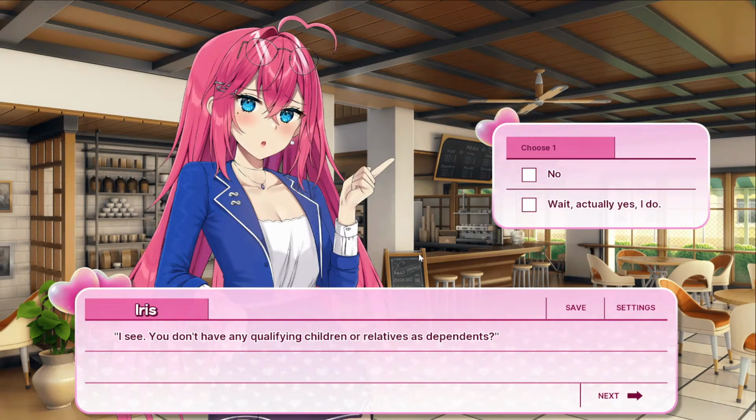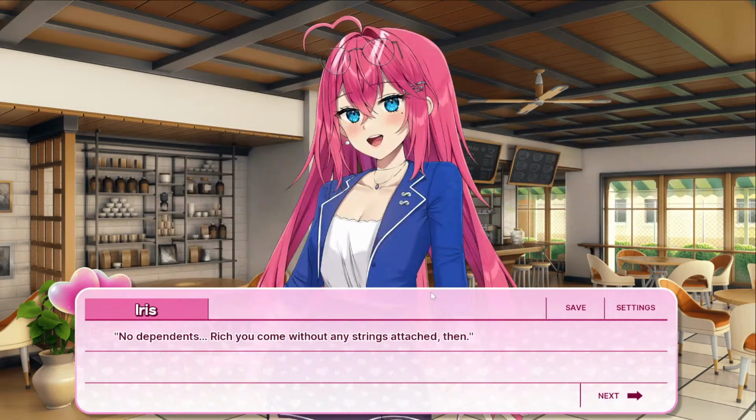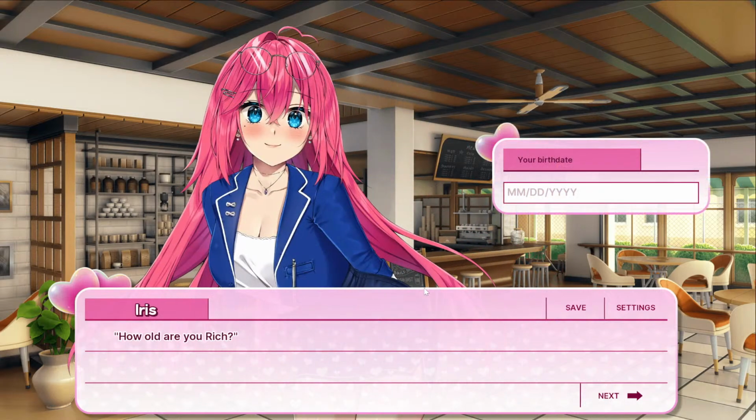Qualifying children or relatives as dependents. You don't have... Yes. No, sorry. No dependents. Rich, you come without any strings attached then. I'm also doing my best to avoid any complicated situations.